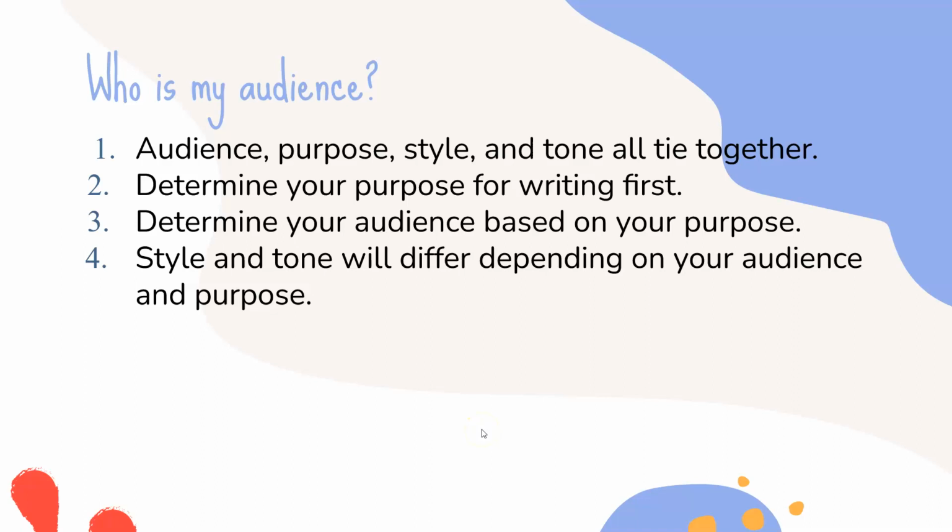When we think about audience, and then these other pieces, purpose, style, and tone, we want to remember that they all tie together. So first, it's important to determine your purpose for writing, and then based on that purpose, determine your audience. And then based on your audience, you will use a certain style or tone. So again, it all ties together. And we'll talk more about these individually.